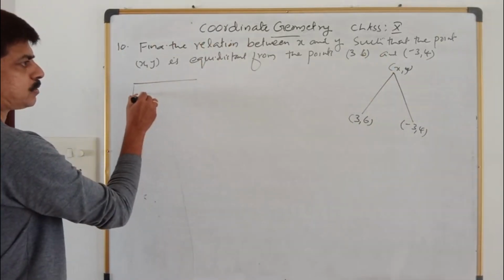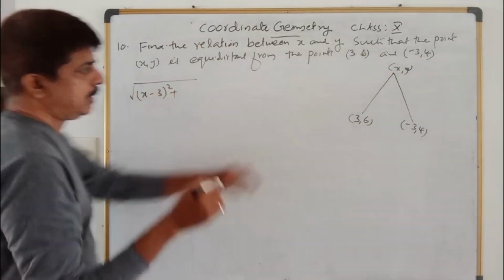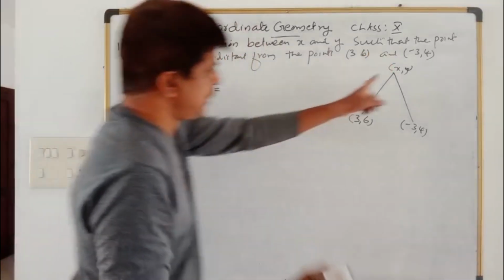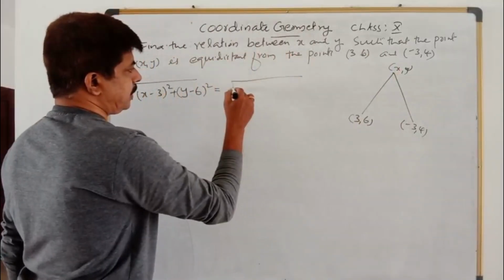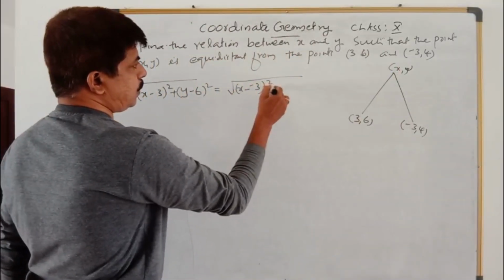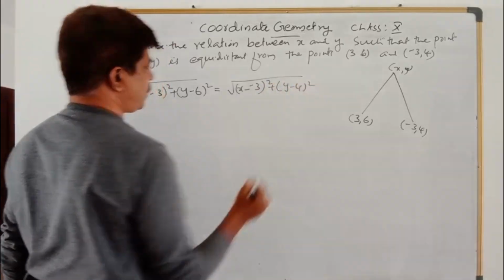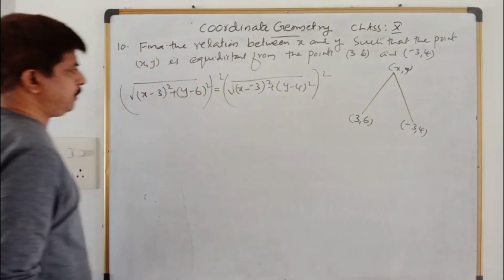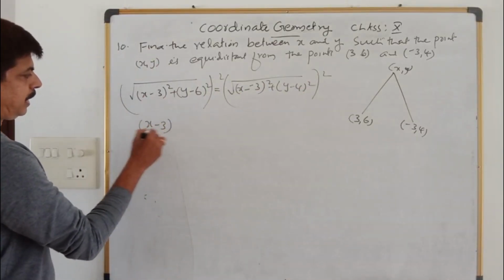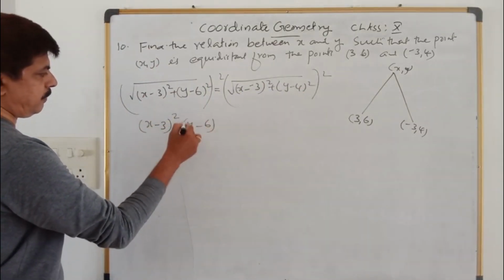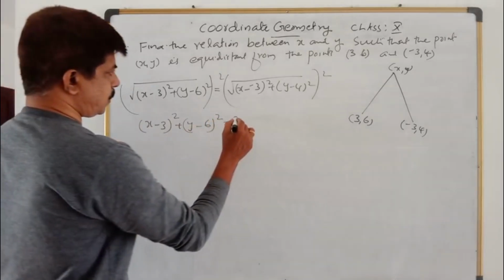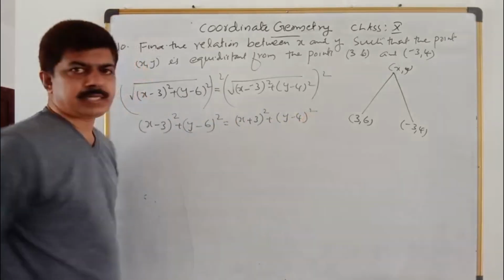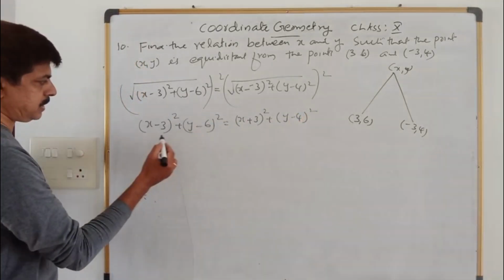Root of x minus 3 whole square plus y minus 6 whole square is this distance, and root of x minus minus 3 whole square plus y minus 4 whole square is the other distance. By squaring, the root will be eliminated. So we have x minus 3 whole square plus y minus 6 whole square equal to x plus 3 whole square plus y minus 4 whole square. Here are the binomials to open.